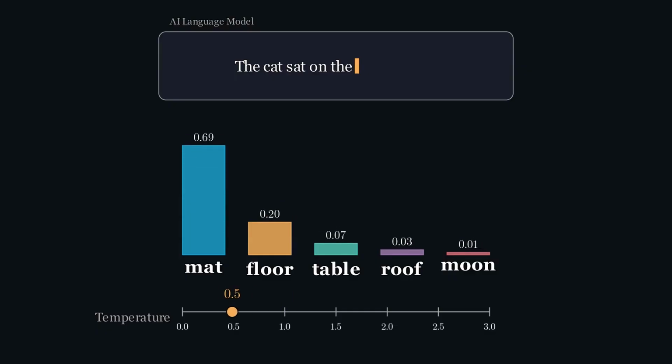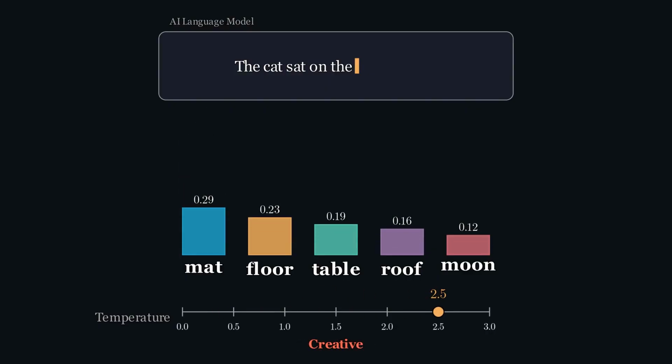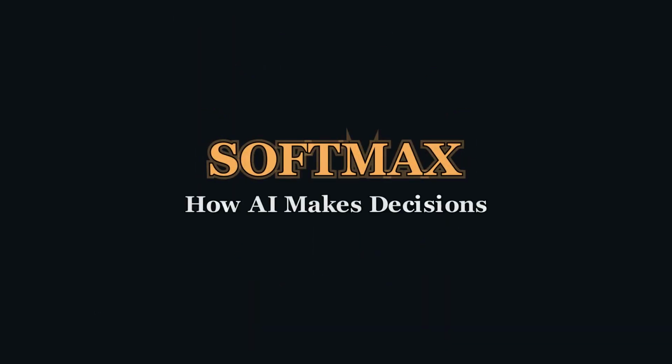Turn it down, and you get safe, predictable text. Turn it up, and you get creative, surprising, sometimes unhinged output. The mathematics behind this dial is called Softmax, and it's surprisingly elegant.